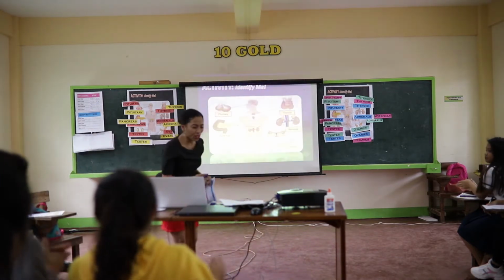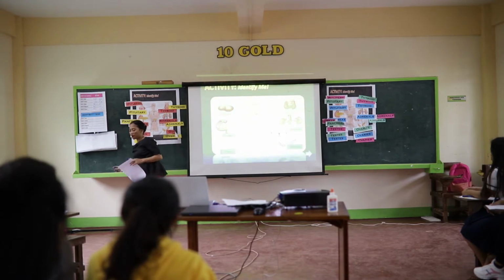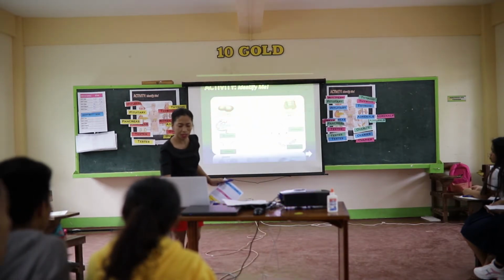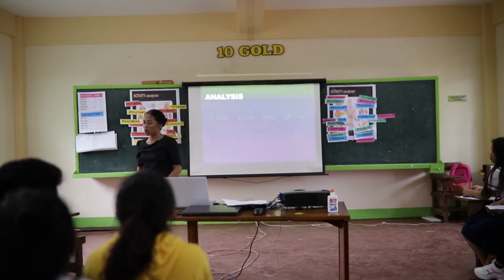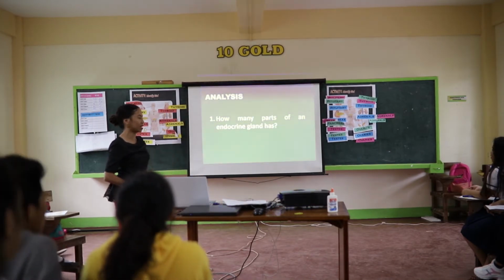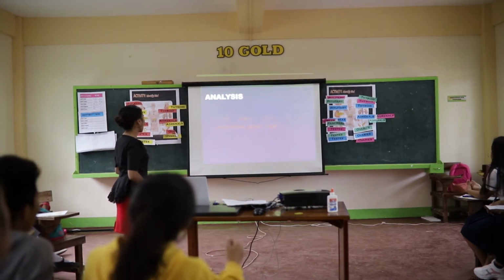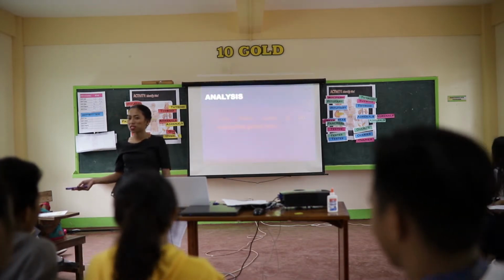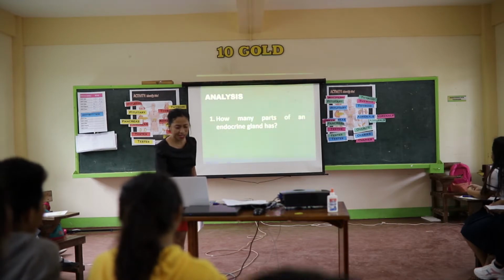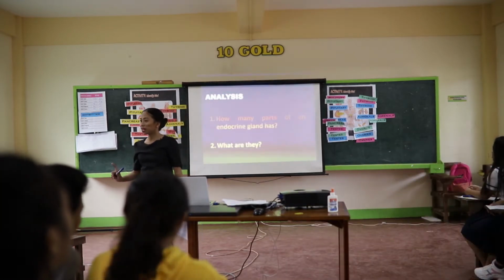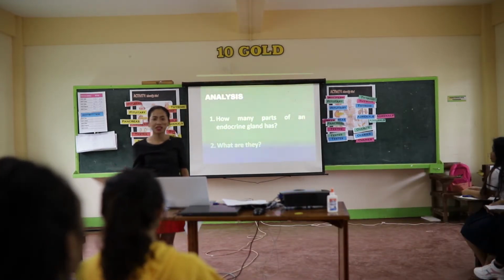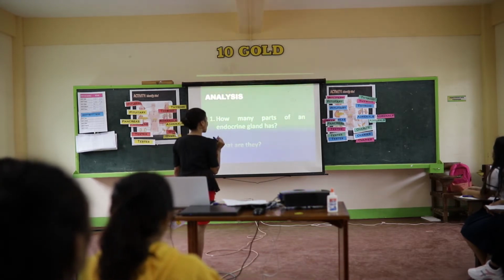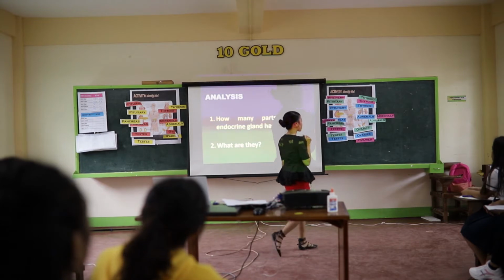So we'll check first what are the functions of each part. But first we have here a question. Everybody read question 1. How many parts does an endocrine gland have? How many parts? Okay, next. What are they? Pituitary, pancreas, testes, thyroid, adrenals, ovaries.